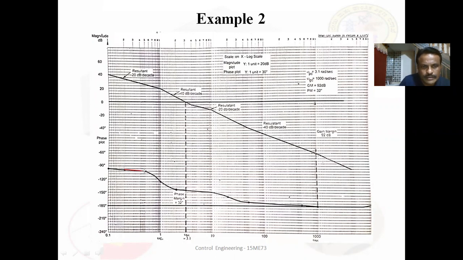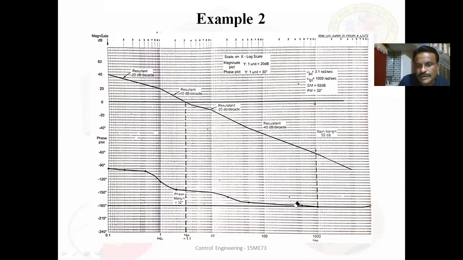Locate the points, and these are joined by a smooth curve. The magnitude plot is straight lines, but here it is joined by a smooth curve. So for each omega value, this is the corresponding phase angle.